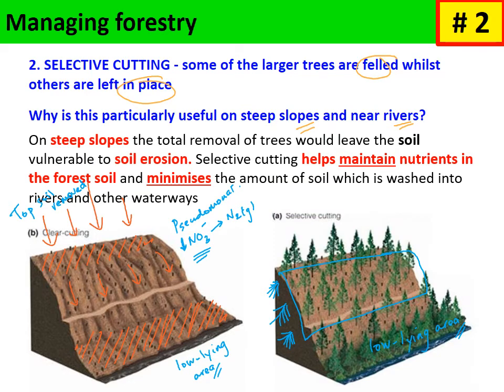So on steep slopes, the total removal of trees would leave the soil vulnerable to soil erosion. Selective cutting helps to maintain the nutrients in the forest soil, and it minimizes the amount of soil which is washed away into rivers and other waterways.